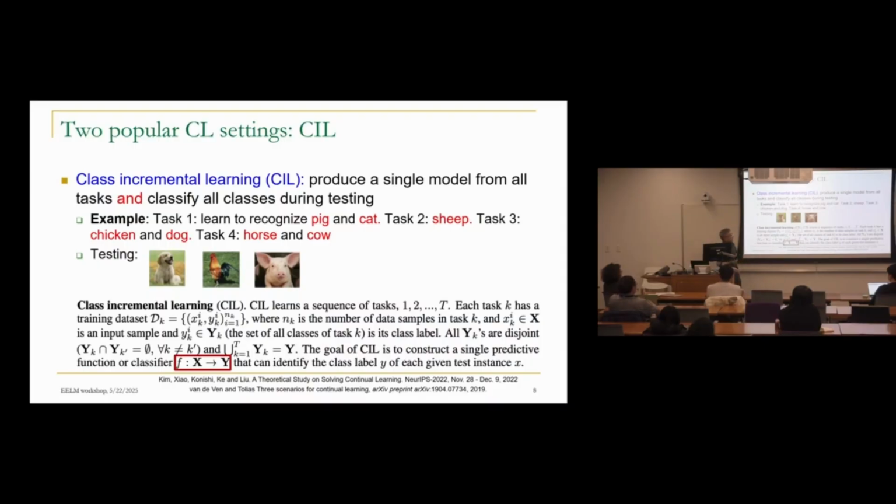Again, we do this completely incrementally. You don't go back to take a look at the previous task data. So in terms of the function you're learning, you see here we don't have a T anymore. We don't have a T. So essentially we're building a single model.